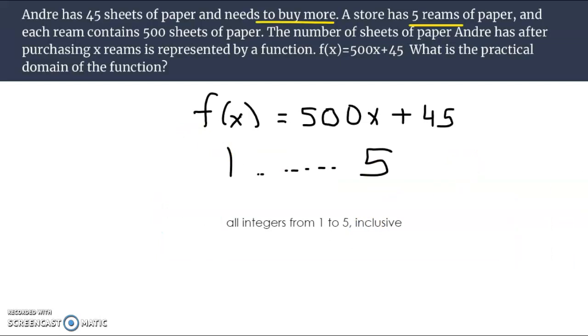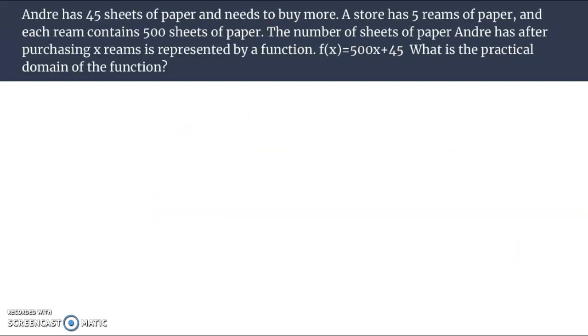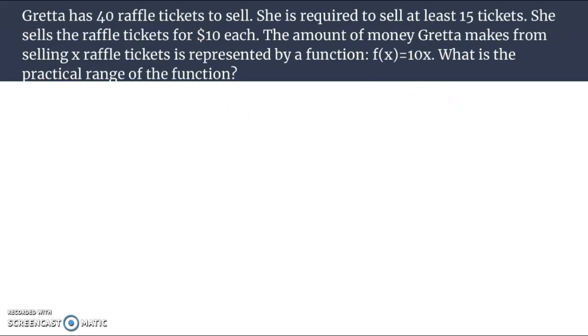Now let's switch gears and talk about range. Range is what you get after plugging the domain into the function. So in this problem, Greta has 40 raffle tickets to sell. She's required to sell at least 15. She sells the raffle tickets for $10 each. The amount of money Greta makes from selling x raffle tickets is represented by the function f of x equals 10x. What's the practical range?